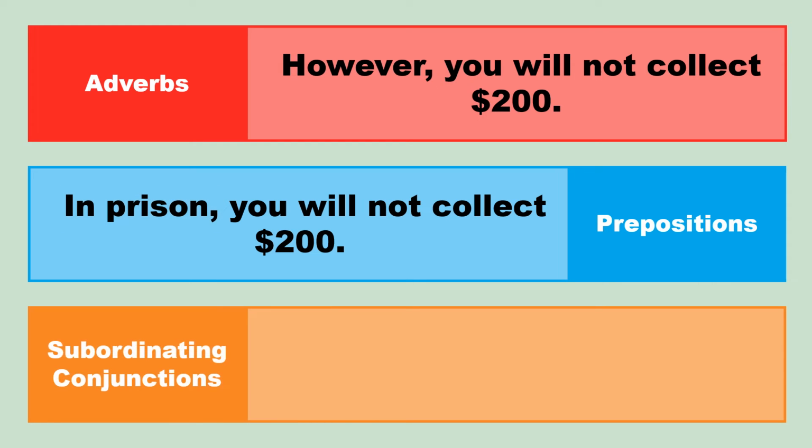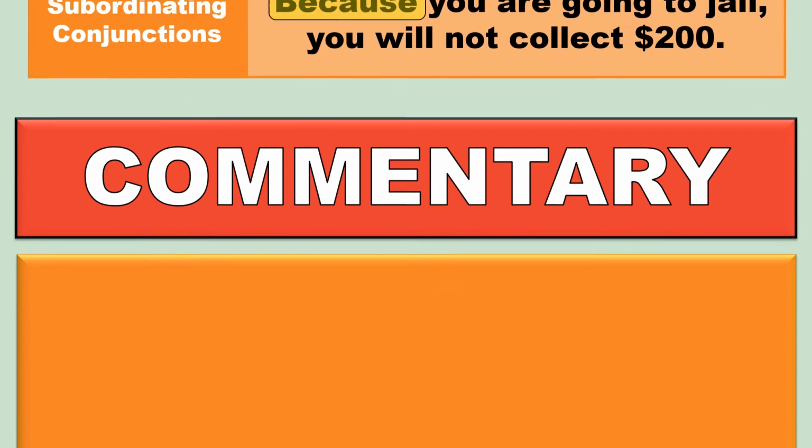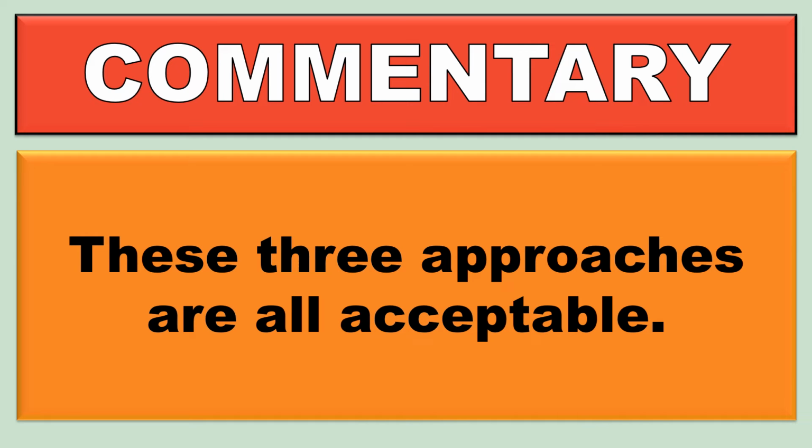And finally, we have these subordinating conjunctions. Because you are going to jail, comma, you will not collect $200. So here, rather than a coordinator, we have a subordinating conjunction, because, and again, it introduces a subordinate clause that serves as an introductory element, and it is likewise closed out with a comma. These three approaches are all acceptable.